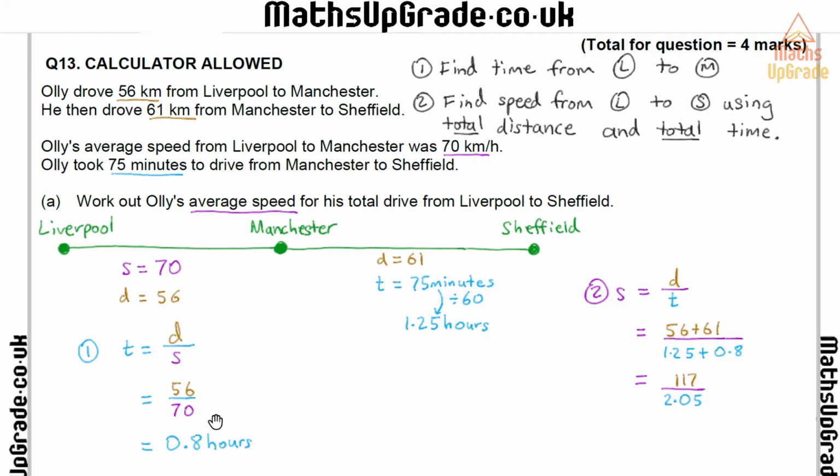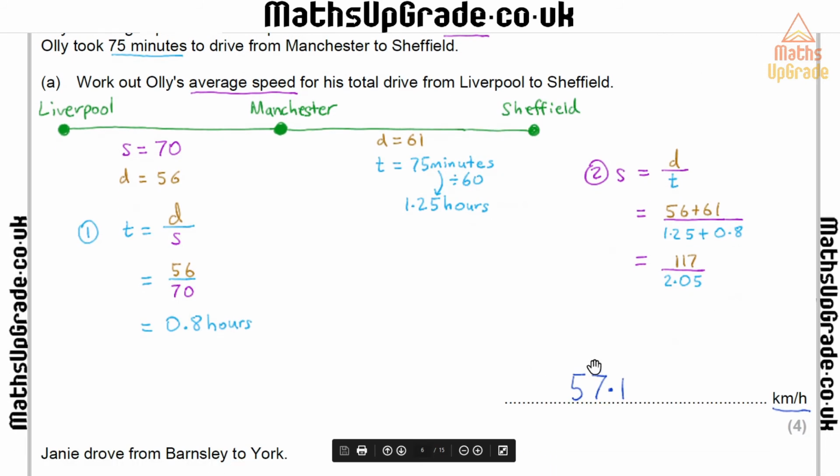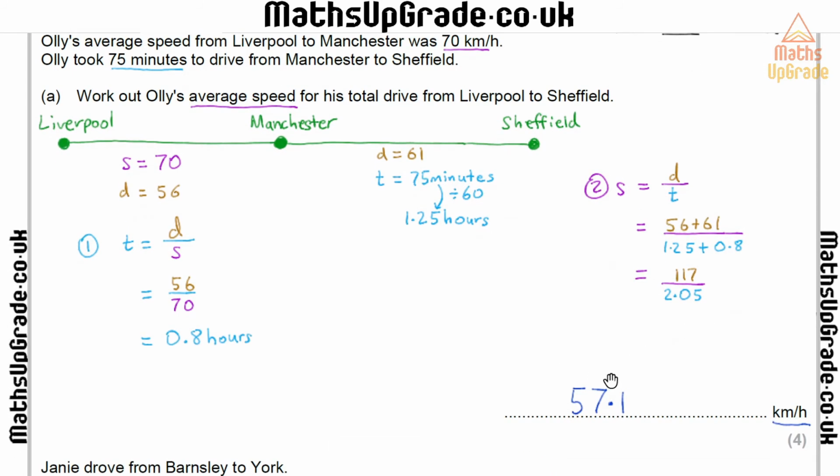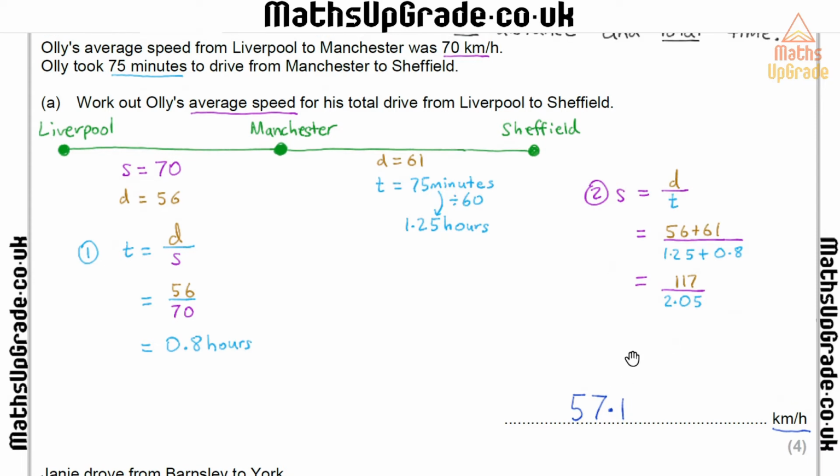Now, to find the speed from Liverpool to Sheffield, that whole journey, okay, I'm going to use this formula here, which is speed equals distance divided by time. The distance now is 56, add 61. That's the total distance, 117. The time is 1.25 hours plus 0.8 hours, which is what I just worked out, which is 2.05 hours. Dividing these through, I'll get 57.1 kilometers per hour. So that whole question there is worth 4 marks.